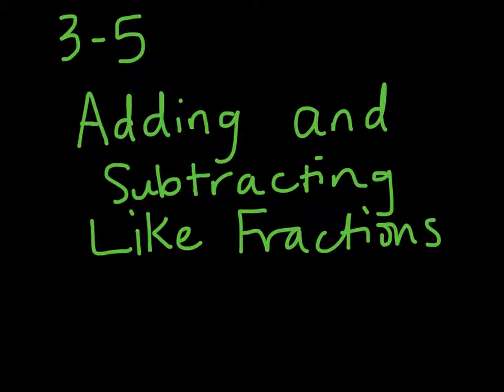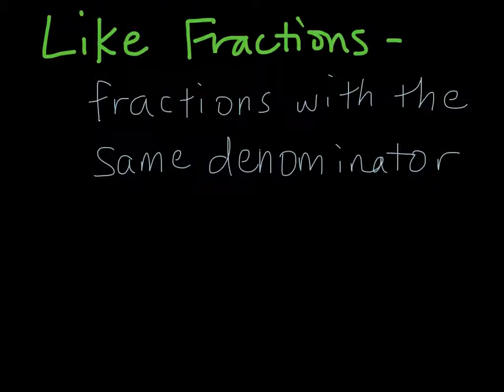Chapter 3, Lesson 5, Adding and Subtracting Like Fractions. All right, the first thing we're going to look at is the definition of like fractions. And all that means is two fractions, or more, with the same denominator. So 3 over 5 and 2 over 5 are like fractions.